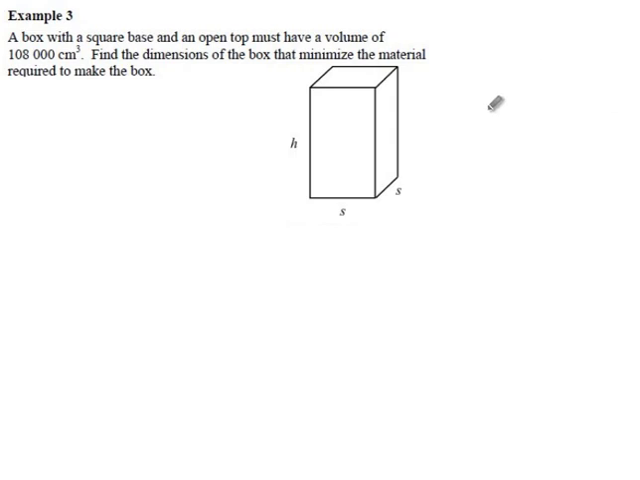Okay, a box with a square base and an open top must have a total volume of 108,000. Find dimensions of the box that minimize the material. So here's our box. The base is square because it's S by S.